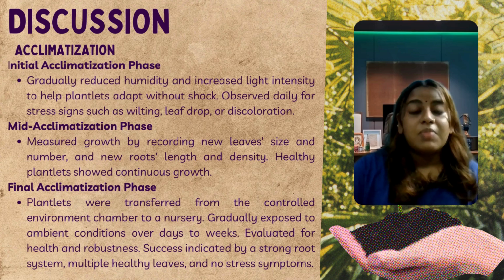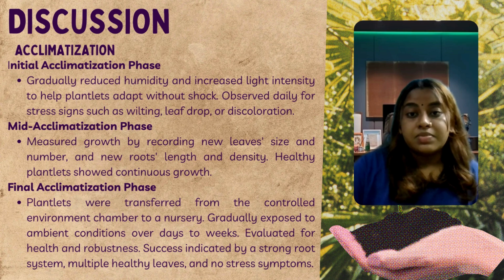During the final phase, plantlets were transferred from the controlled environment chamber to a nursery. They were gradually exposed to ambient conditions over a period of days to weeks. Final assessment of the plantlets included evaluating their overall health and robustness, with successful acclimatization indicated by a strong root system, multiple healthy leaves, and the absence of stress symptoms.